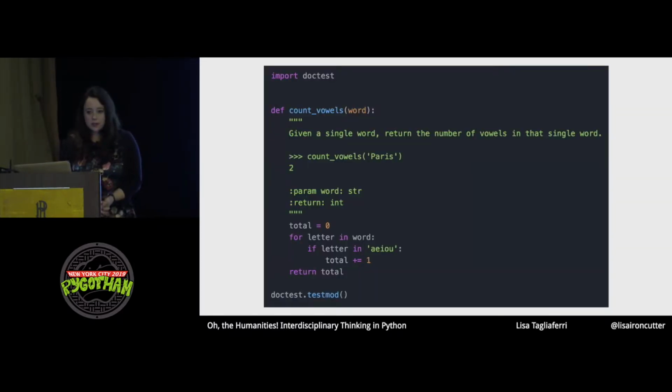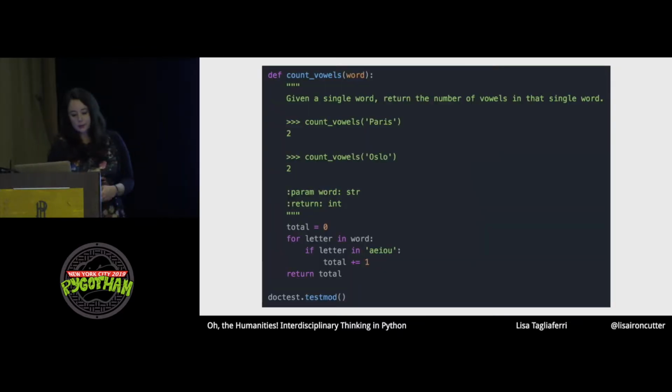We started testing code with the doctest module to interactively test our Python. In this example, we want to count vowels in a given word. We created the function count_vowels. If we pass the string Paris to it and run it, the return will be 2. Then we spent a lot of time testing this, thinking about edge cases.